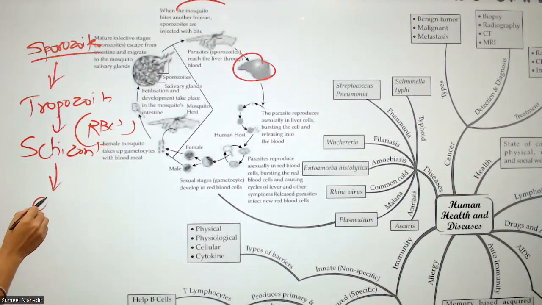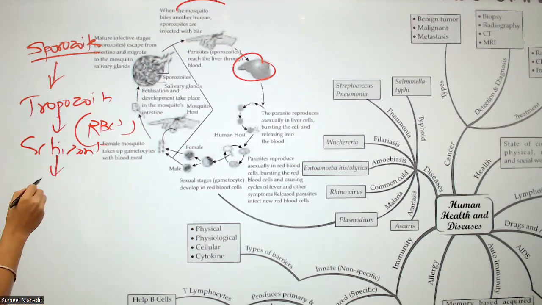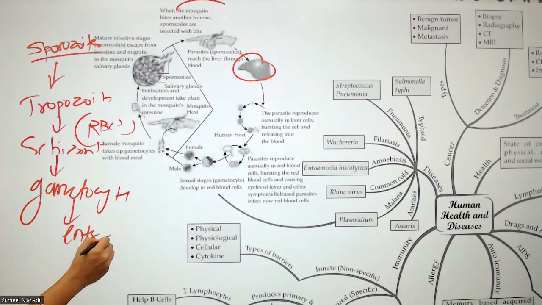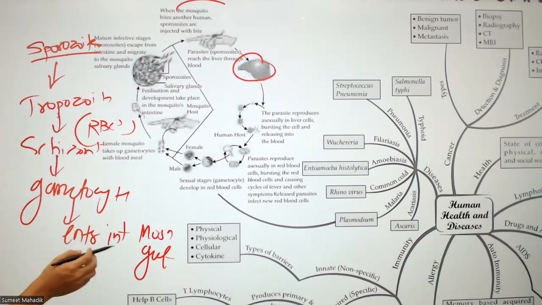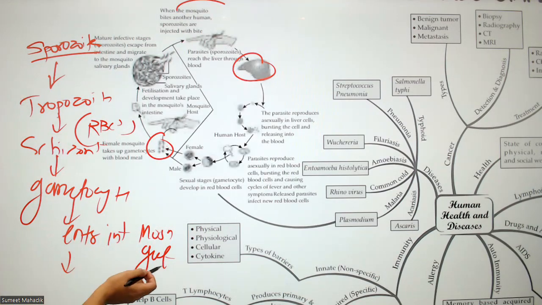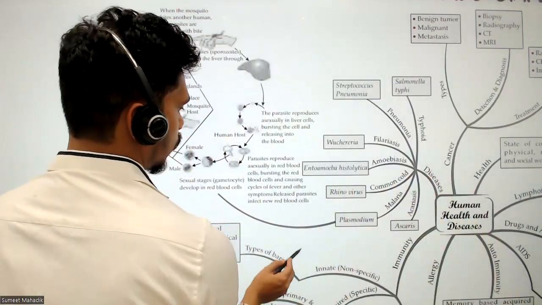Once the RBC is ruptured, they form gametocytes, or you can say after schizont, gametocytes are there. These gametocytes enter the mosquito gut. Okay, then what is going to happen? Gametocytes are transferred into the gut, and again from the gametocyte, what is forming? Sporozoites are forming. Are you getting my point? Yes. So let's go further.